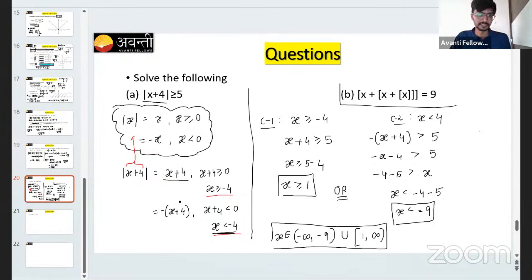Case 1 and case 2. I hope it is clear. It's not a bit tricky, but you just need practice with this. Okay. So for this, let's take a new page.